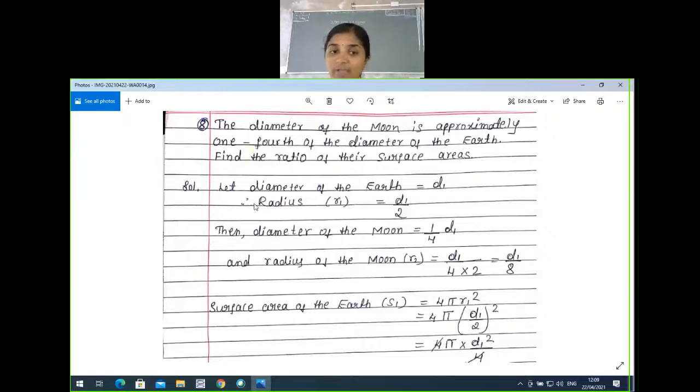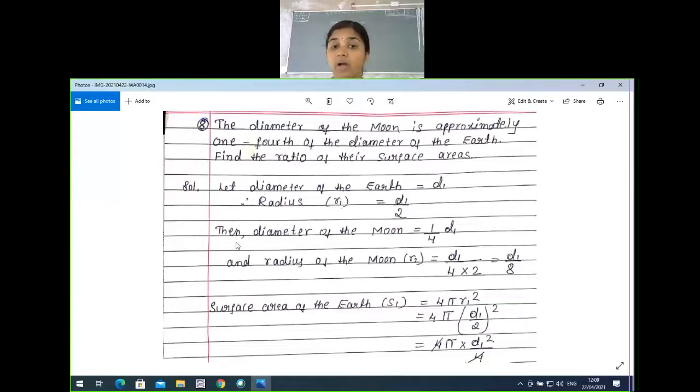So first, we have to take the diameter of the earth as d1. If the diameter of the earth is d1, then what is the radius of the earth? Radius of the earth is diameter divided by 2, that is d1 divided by 2. Here we are taking the earth radius as r1.